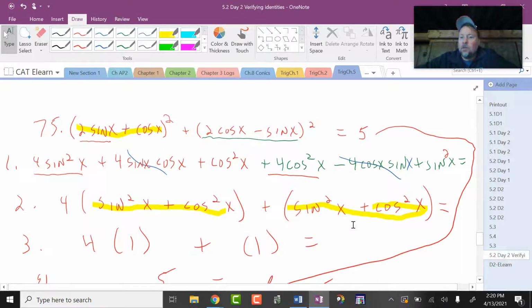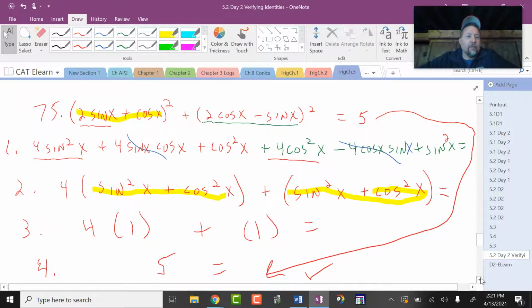5 equals 5. Okay, so look at that structure. Look at the steps there. I'm not saying it's going to be like this, but you'll have at least two identities that you have to prove through this structure of going straight down.